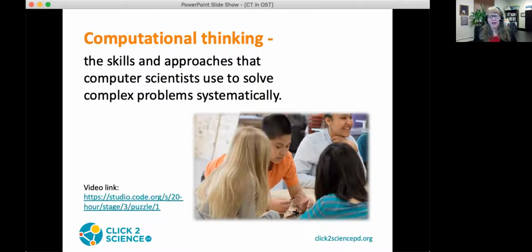It's about a systematic problem-solving approach. But there's a lot of things about computational thinking that we all use, not just computer scientists. And so once I understood that, it made it a lot easier for me to think about ways that we could fit computer science into the sort of things that we regularly do in our programming. So we're going to start by trying to understand what computational thinking means. And our first resource to share with you about that is a video from code.org.